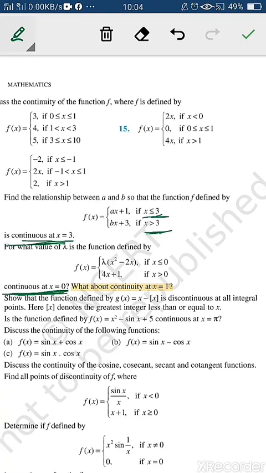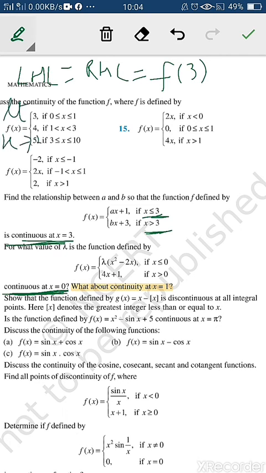So what CBSE demands from us, that you have to write the proper definition. Once you will be able to write the definition, you will be getting 1 or 1.5 marks. Otherwise, you will be losing these marks. So how to write the definition? Since this function is continuous at x is equals to 3, so you will write left hand limit is equals to right hand limit is equals to f at 3. So this is the definition of continuity, and you will expand this definition.